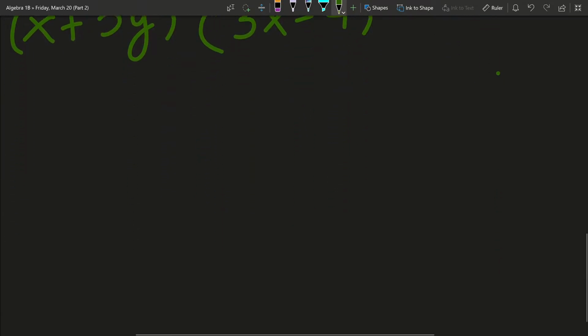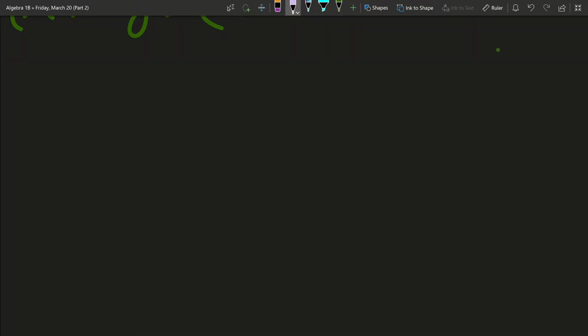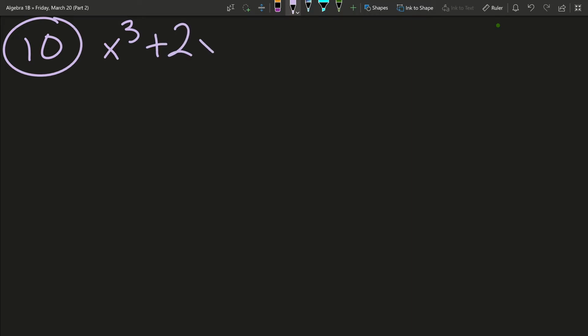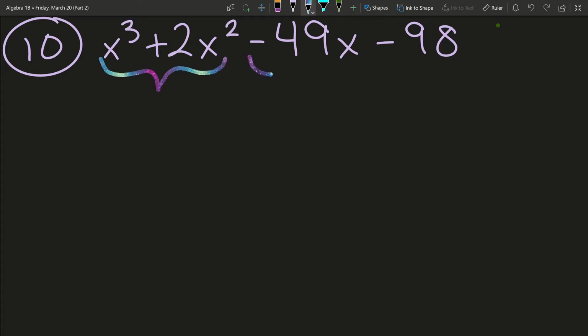Let's move on to number 10 now. Number 10 is x to the power of 3 plus 2x squared minus 49x minus 98. We're going to go ahead and group these again and find the GCF once again. Go ahead and pause the video and try it yourself at this point.